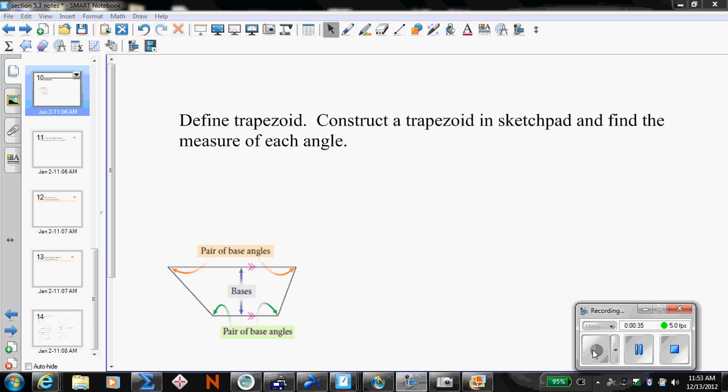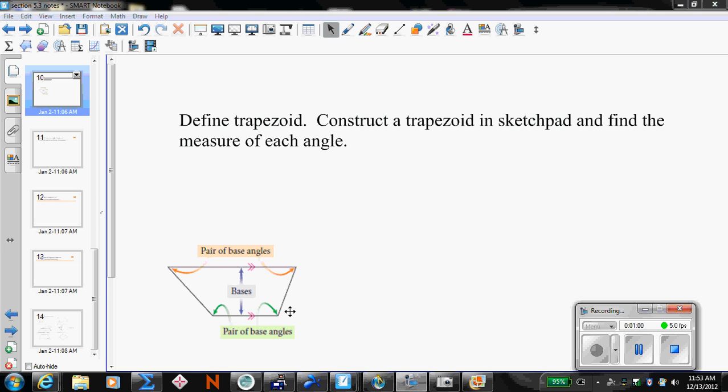You need to remember to make your markings on your figures to show which sides are parallel. Those parallel sides are called the bases. So you can see the little picture that is on the screen here. Notice the parallel mark showing that the bases are parallel.